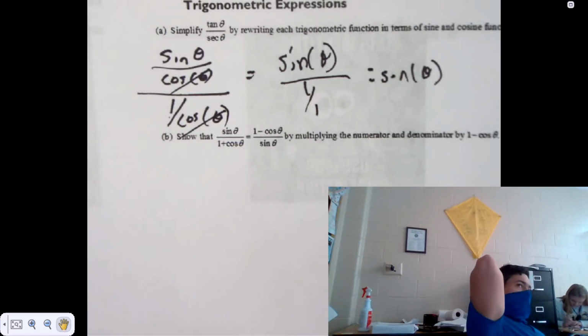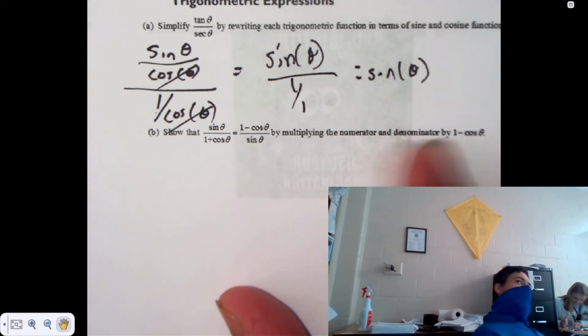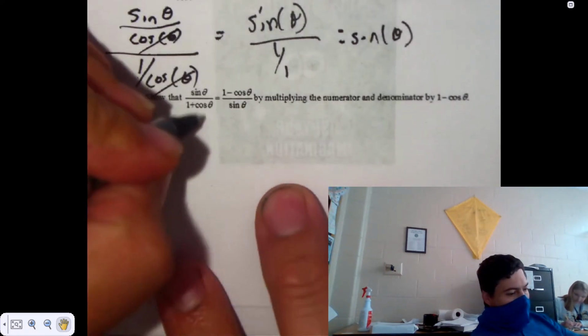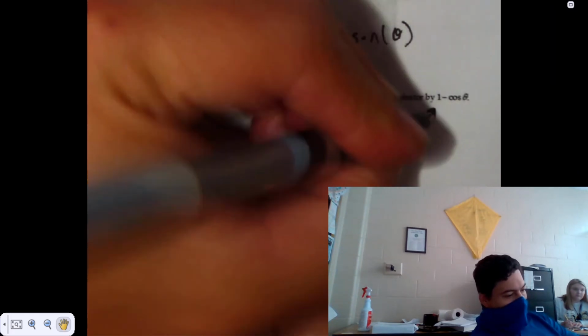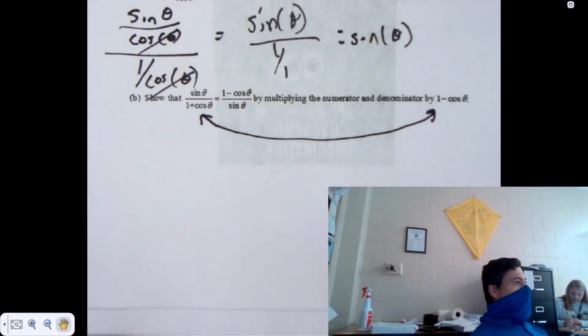This is kind of an interesting thing. Show that the sine of theta divided by 1 plus the cosine of theta is 1 minus cosine theta over sine of theta by multiplying the numerator and denominator by 1 minus cosine of theta. There's a relationship between these two pieces. There's a word. Remember the word that describes the relationship between those two?